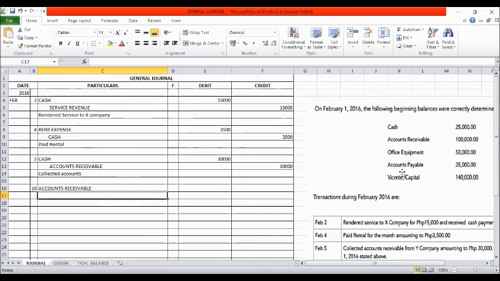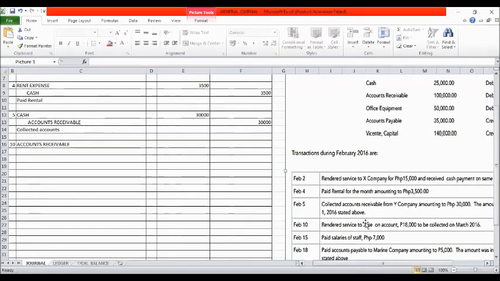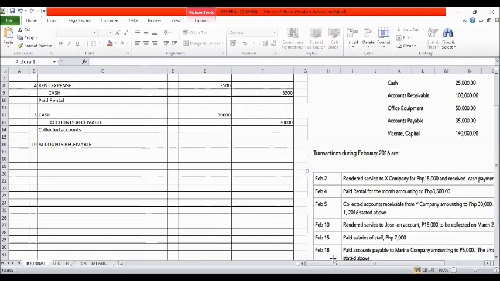Cash ba? Hindi nga tayo naka-receive ng cash, guys. Look at the transaction. Rendered service to Jose on account. So wala tayong na-receive na cash dito, guys. To be collected on March 2016. Tama naman ang debit ni Jerry. Very good for that. Accounts receivable kasi hindi pa natin na-receive yung service na render natin. Ano kaya ang i-credit natin?